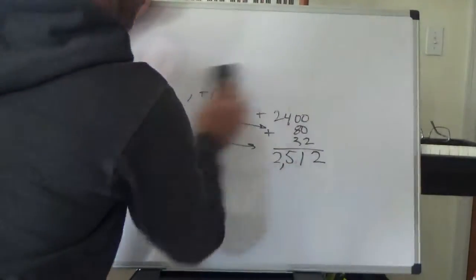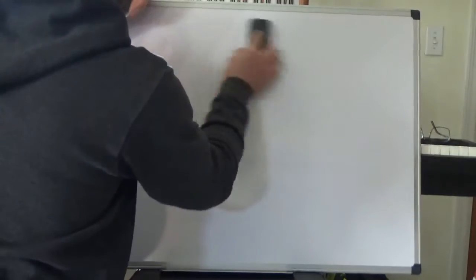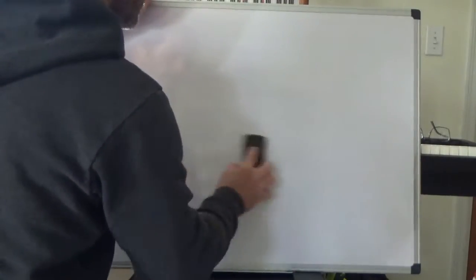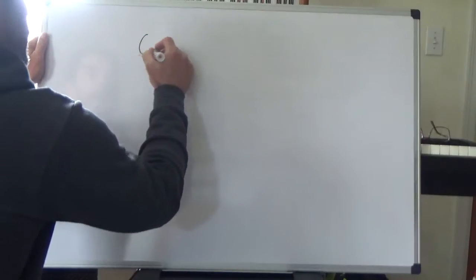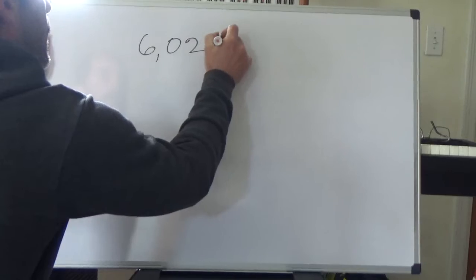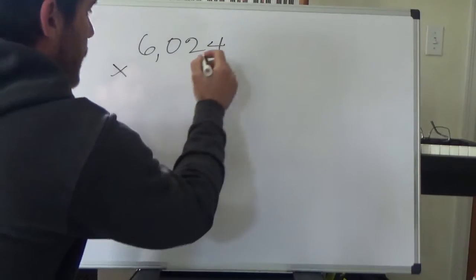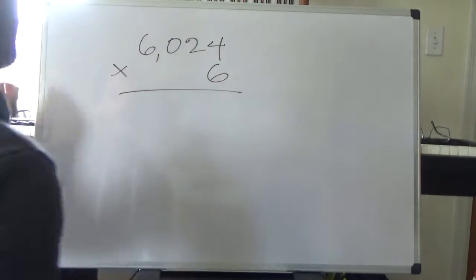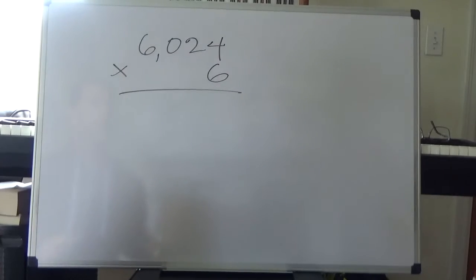Okay, that's a 3 by 1 digit. 314 is 3 digits, 8 is 1 digit. Let's try another one. We're going to do 6,024 times 6. So, partial products method.